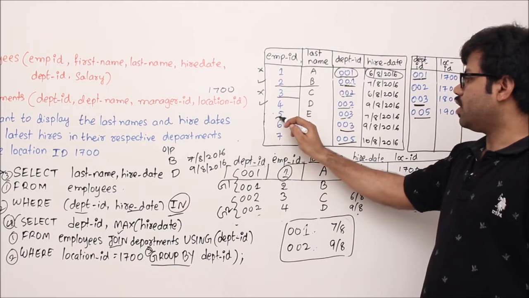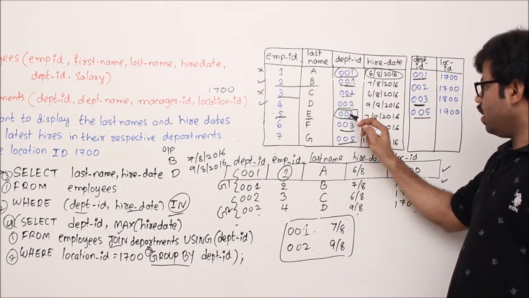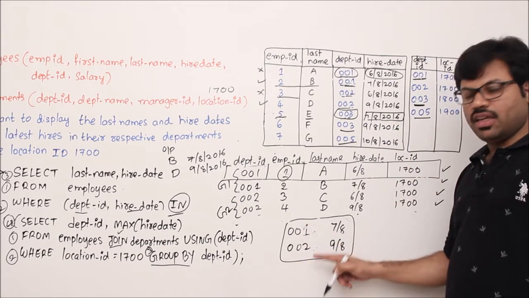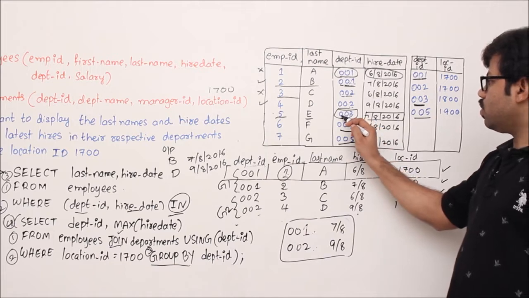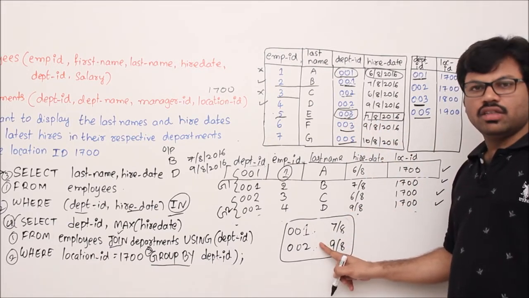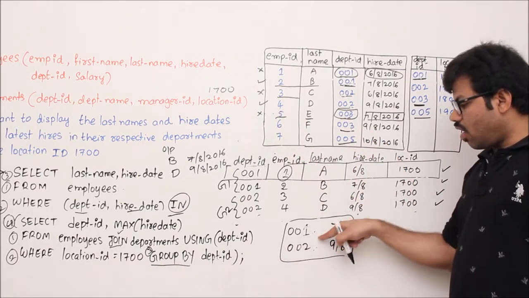So 5E, we will see. In 5E, if you see department ID 003 and the hire date is whatever, it doesn't matter, because we know that there is no department ID in this one. So the 003 and 7/8/2016 combination is not in here. That means the condition is false. Similarly, 003 and 98 is not here.